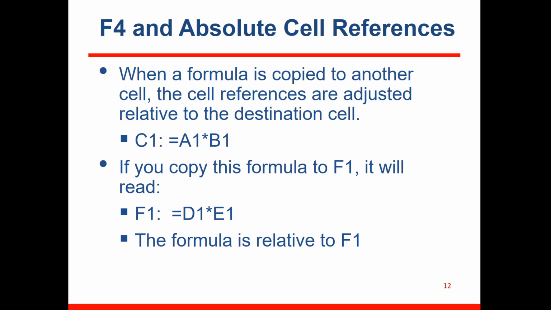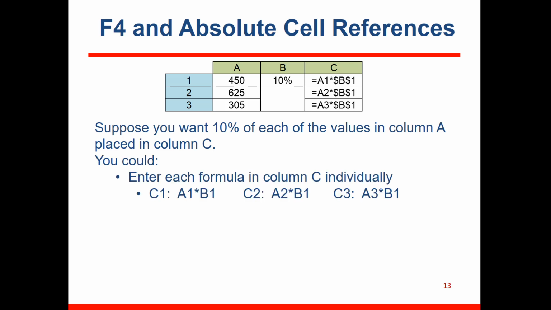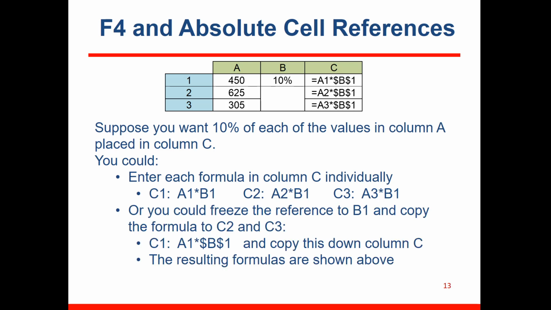But sometimes you want to copy formulas and you do not want all or some of the cell references to change. In this slightly different example, we want to take 10% of each of the values in column A. We could enter the formulas one by one in column C, but there's an easier way. We can freeze the reference to the 10% in B1 and let the reference to A1 change with the destination location. To do this, use the F4 key.